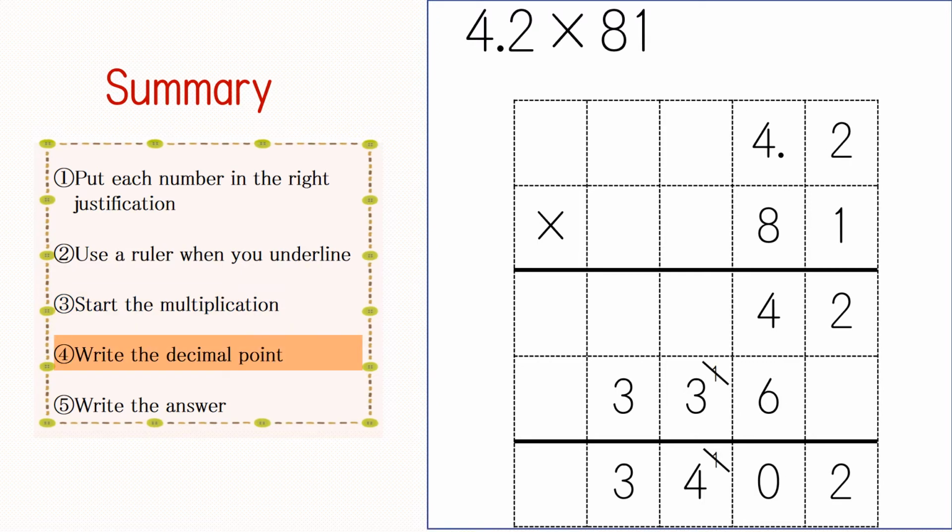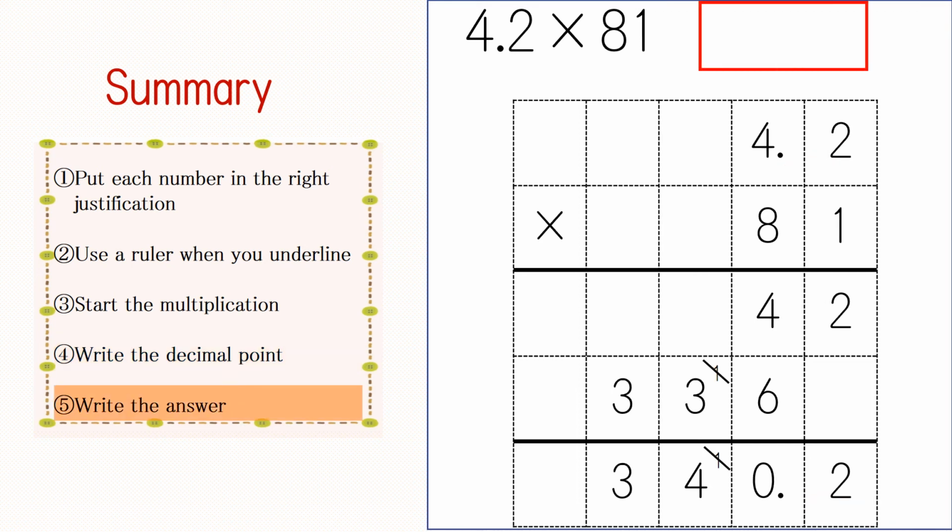Next, write the decimal point to the multiplication. 4.2 is a number of the first decimal place, and 81 is an integer. 1 plus 0 equals 1. So the answer is a number of the first decimal place. Write the decimal point in the lower right of 0. Lastly, write the answer. That's all for today's lesson.